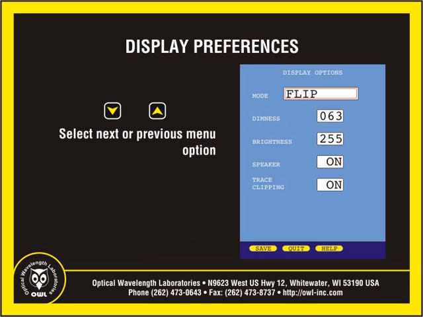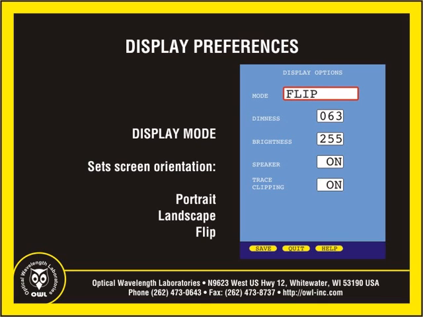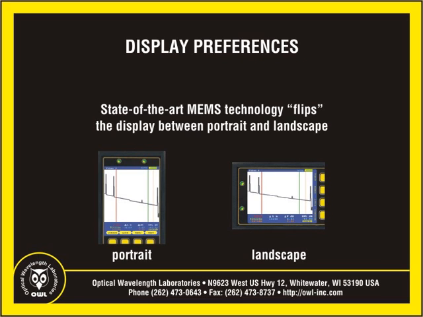The up and down arrows select different menu options. A red box highlights the currently selected option. The left and right arrows are used to change the value of the currently selected option. Display mode sets the orientation of the display. Values include portrait, landscape, or flip. Flip allows the OTDR display to automatically change between portrait and landscape based on the orientation of the OTDR.